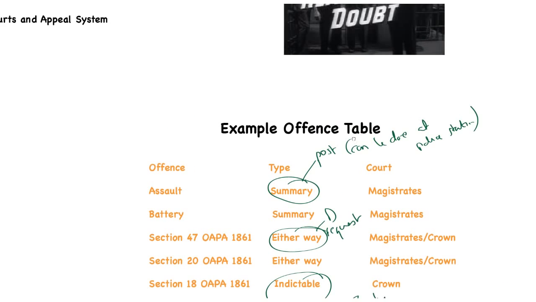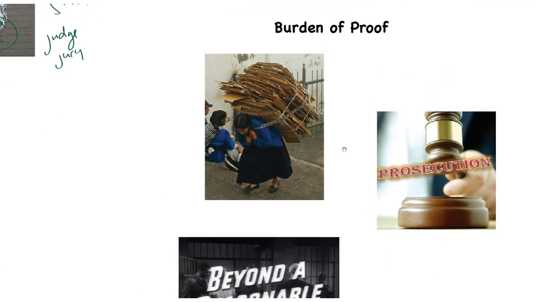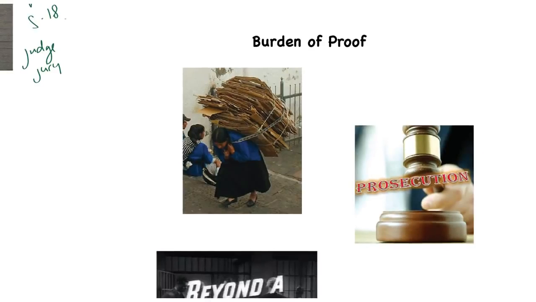And finally in this video I want to look at burden of proof. See there, I've got this lady here carrying a burden. That's the only reason for having that picture up. The key rule when it comes to the burden of proof in criminal cases is that the prosecution must prove the guilty act and the guilty mind.